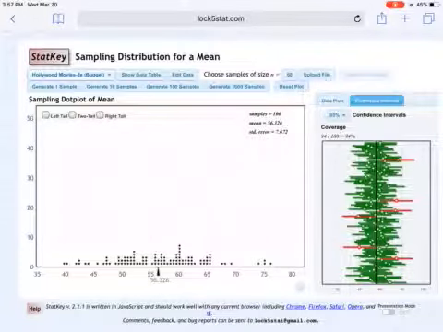And if we look at it in that simulation of 100, we see that 94 out of 100 did capture the population mean. And that's where that black bar is in the middle at mu. The other ones that are in red here are the ones that did not capture. So there's 6 out of 100.